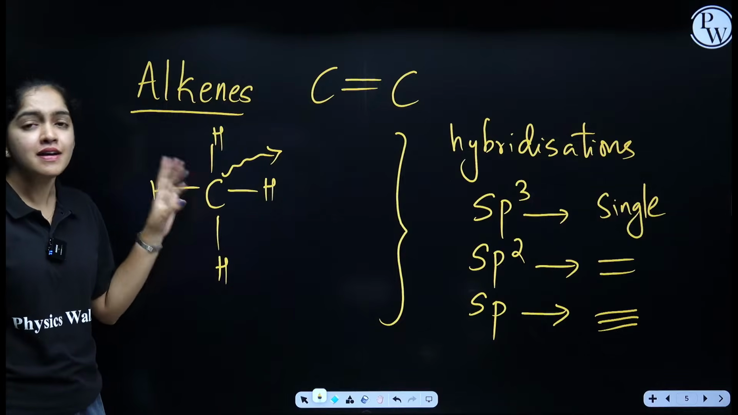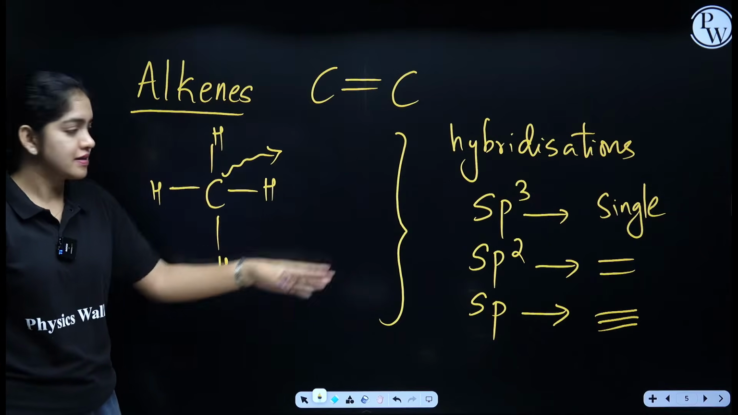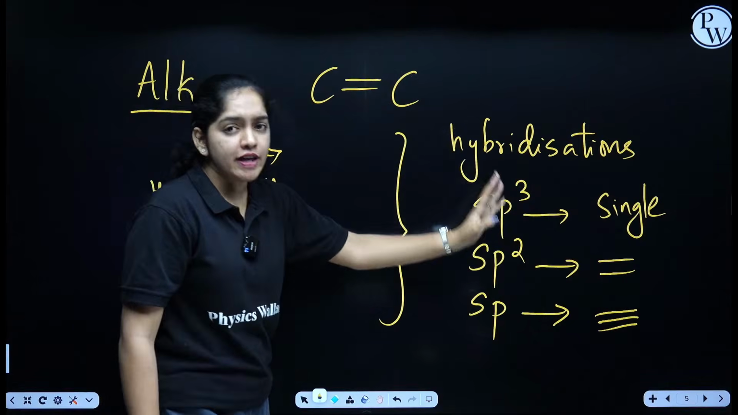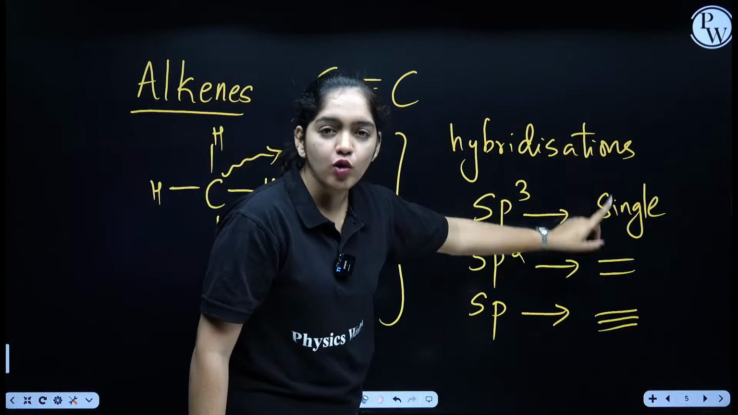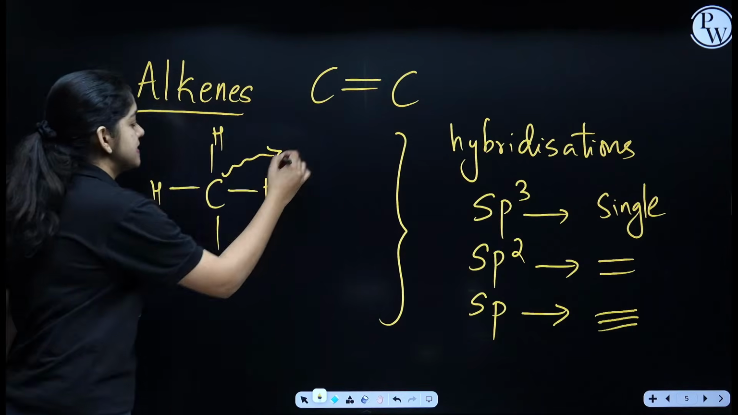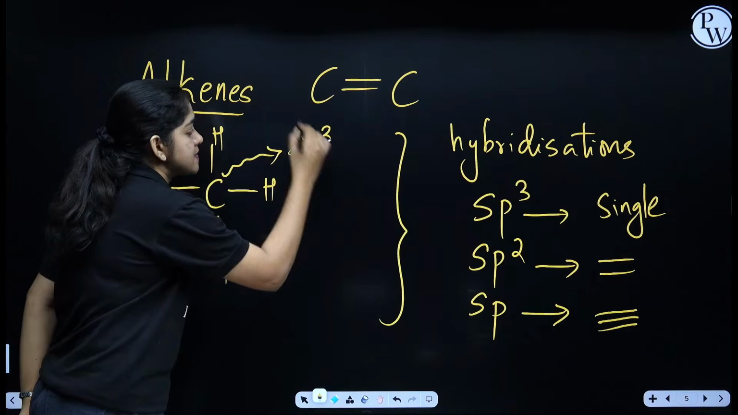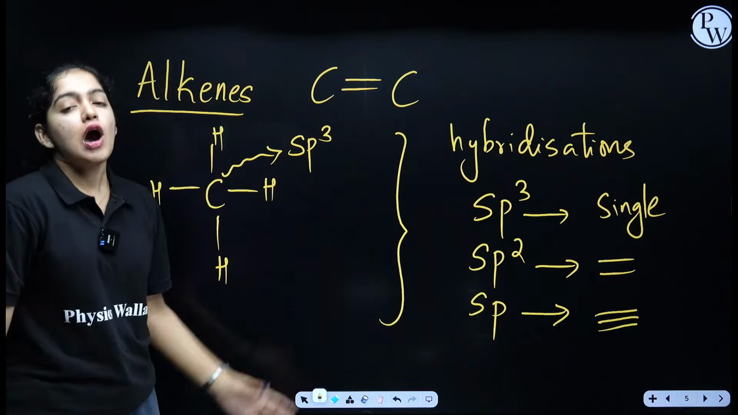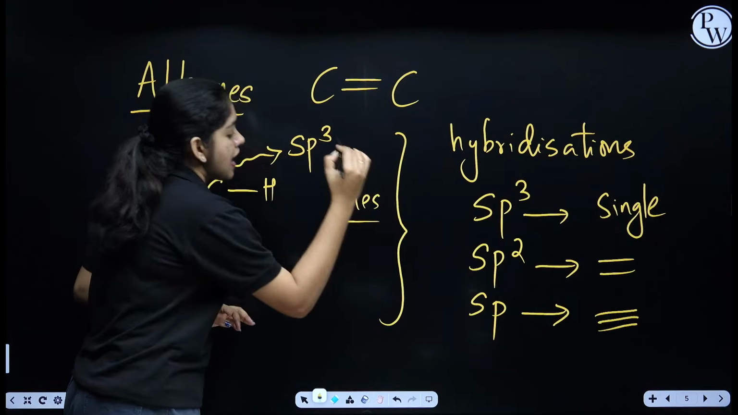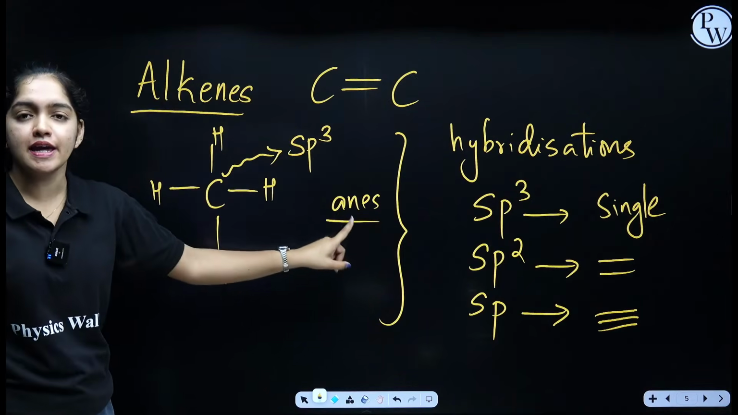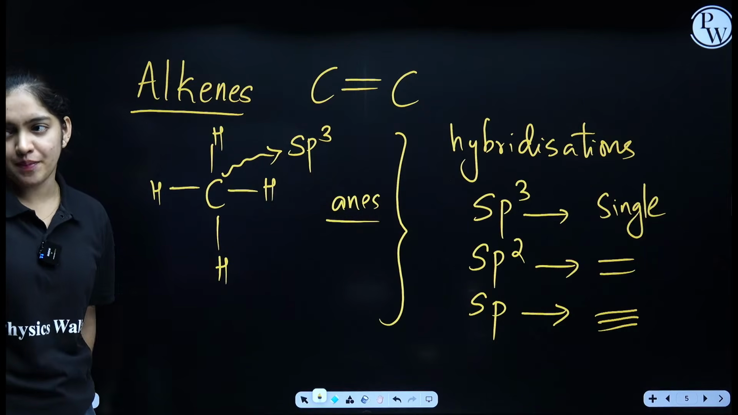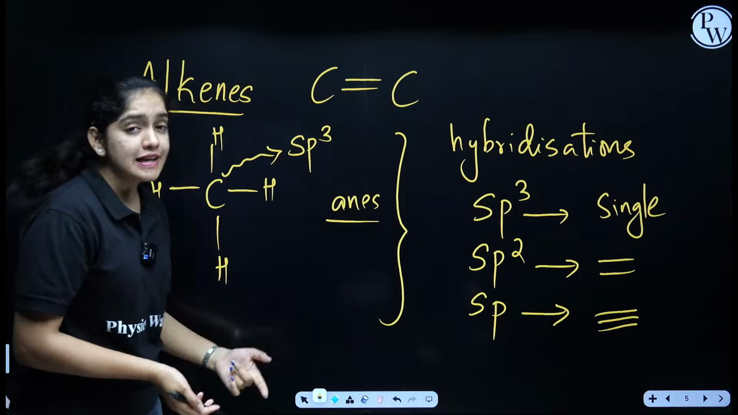All 4 bonds are single. So what will be the hybridization? I have written here, no. sp3. sp3 means if the carbon atom is having all 4 bonds single, then the hybridization will be sp3 hybridization. So we can mark here sp3. Got it? So alkane, ANE. Alkanes are sp3 hybridized. sp3 hybridization. Yes, very good. sp3 hybridization. Now we can move to the alkene.